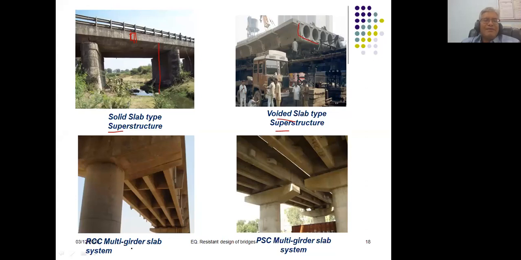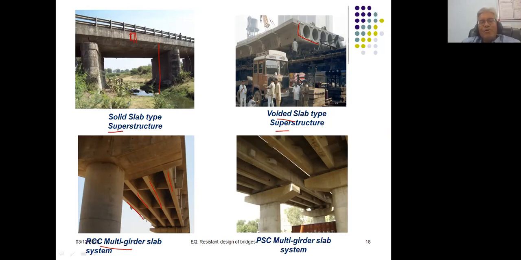The PSC multi-girder system is the most common and popular type of superstructure used in the majority of bridges, where girders are provided. You can see these are the different girders. Again, the number of girders depends on how many lanes you want to accommodate, whether the bridge is a single lane, two lane or multi-lane bridge. Accordingly, one can decide the number of girders. And this is a PSC girder.